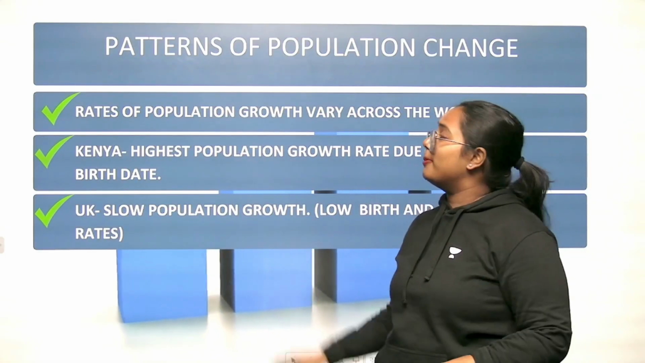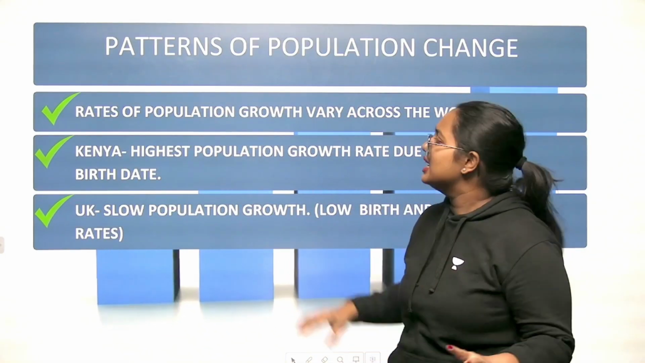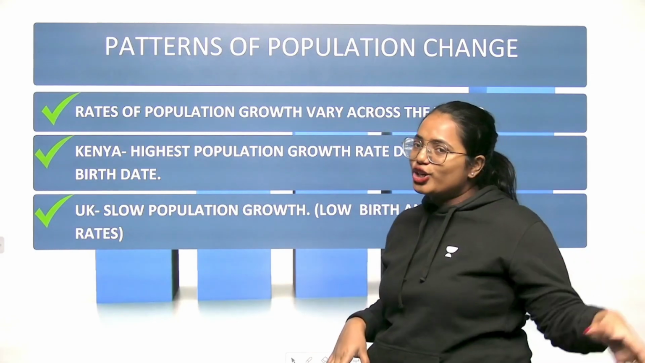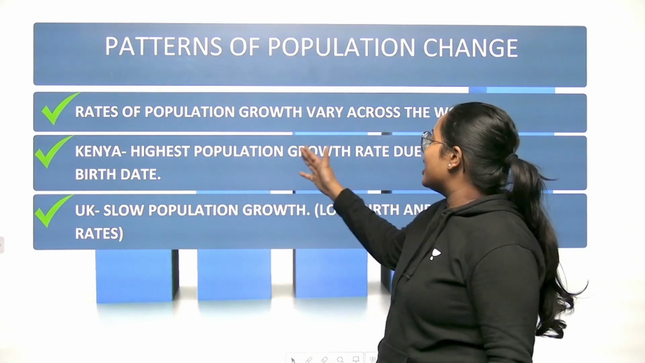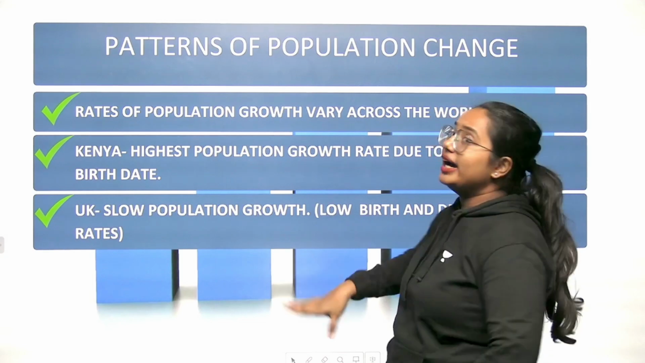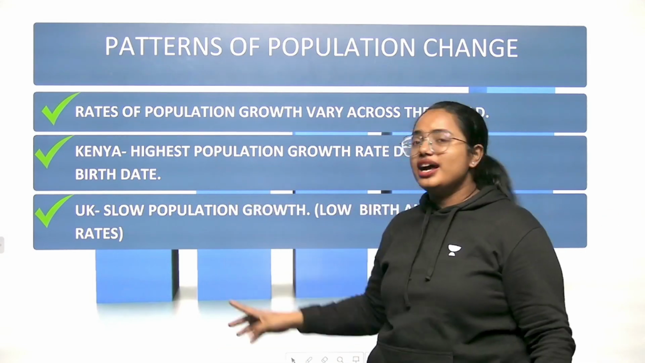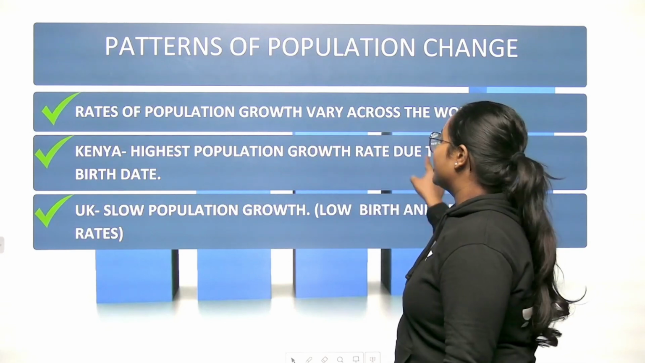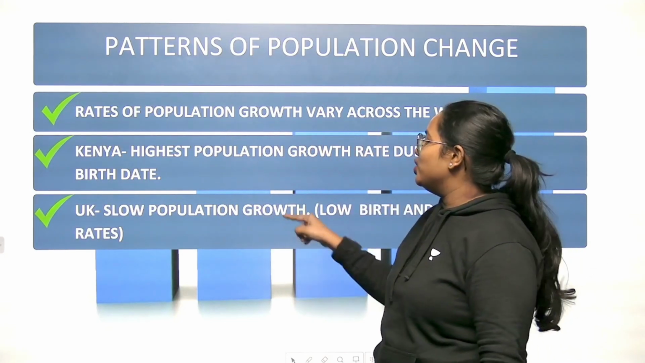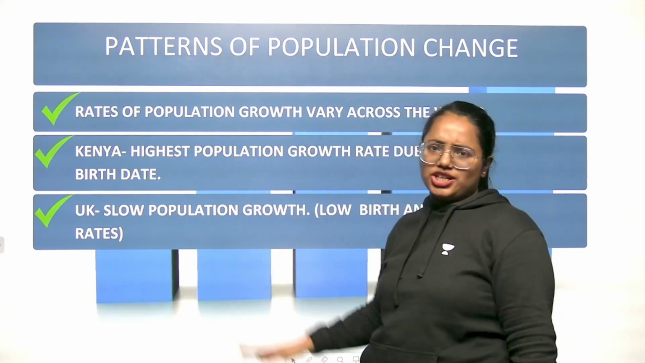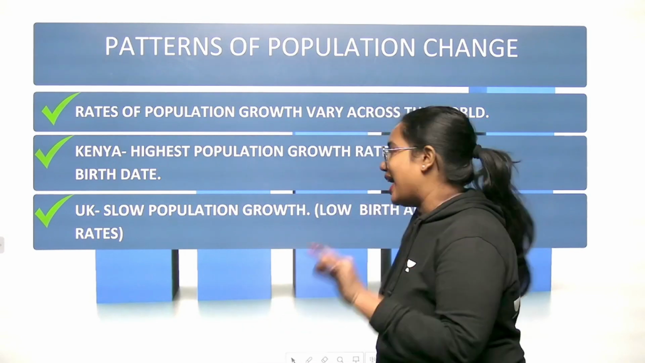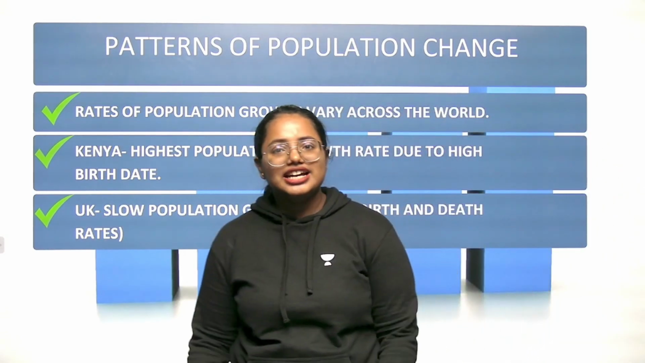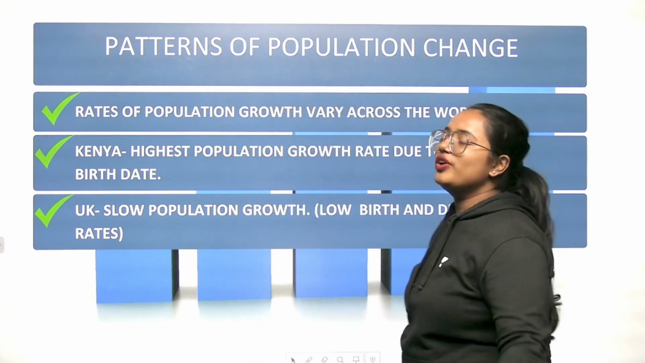Now we are going to talk about patterns of population. What is it? Rates of population growth vary across the world. It is not constant, right? So Kenya has the highest population growth rate due to high birth rate. Similarly, the UK has a very slow population growth. Why? Because the UK has low birth and death rates. Clear with the point? So I hope everyone is clear with the point.